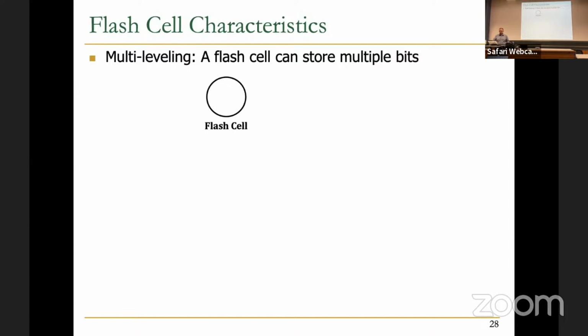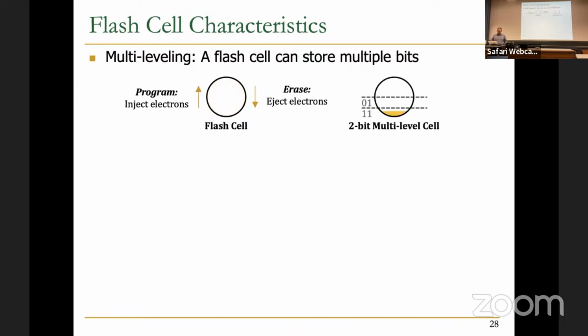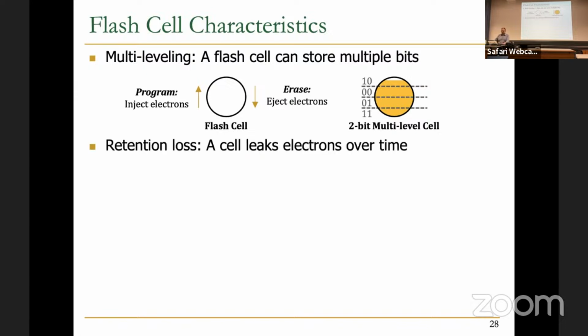First of all, you can actually have multi-leveling. A flash cell can store multiple bits. When you program, you inject electrons, and when you erase, you eject electrons. You can control it more accurately, and if you have 4 levels in the threshold voltage, then you can encode it to 2 bits. It can also be 8 levels or 16. So we even have QLC flash memory now in the market as well.